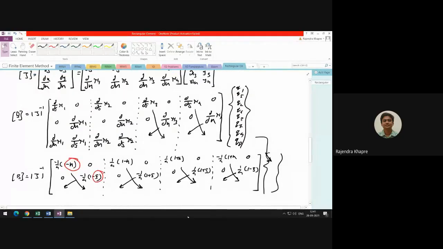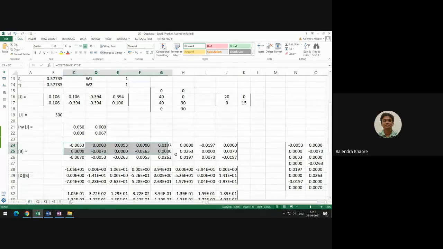Yeah. So this is your Jacobian matrix. This is your B matrix. So B matrix over here, this is the inverse of the Jacobian matrix times 1 by 4 into (1 minus xi), and this entire matrix will be there. So you just substitute these values, and you are going to get this B matrix.